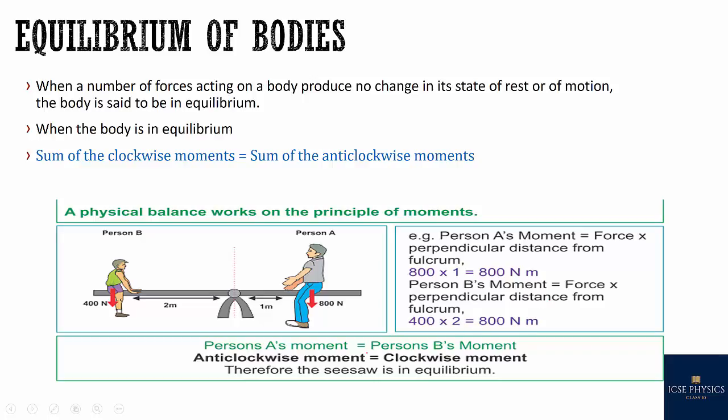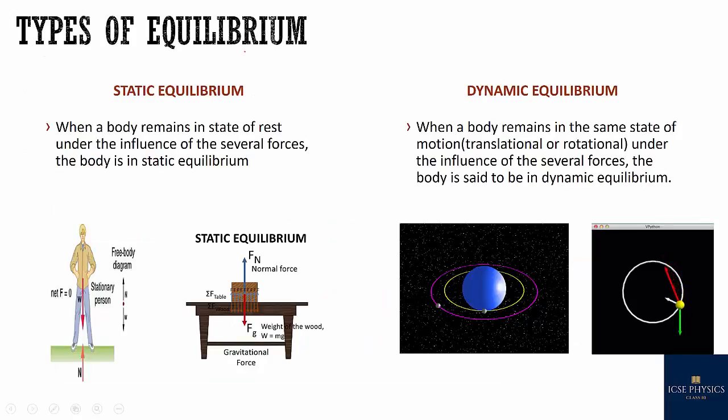So person A's moment is equal to B's moment. So clockwise moment is equal to anti-clockwise moment. So the seesaw is in equilibrium. So if a number of forces also act on this body, then also it remains in a stable or balanced position. Equilibrium of bodies means a balanced position. There are two types of equilibrium. One is static equilibrium, another one is dynamic equilibrium.